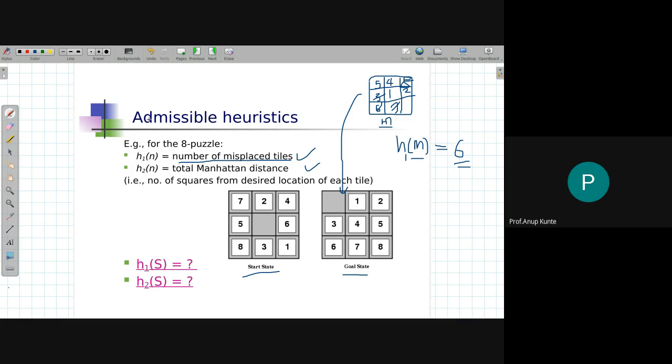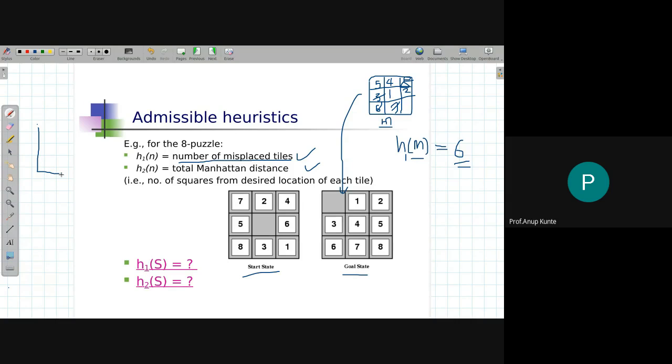In a grid situation, suppose I want to calculate the distance between this cell and this cell. Then Manhattan distance is the distance that we can calculate. That's the shortest distance that I can traverse horizontally and vertically to reach this node.